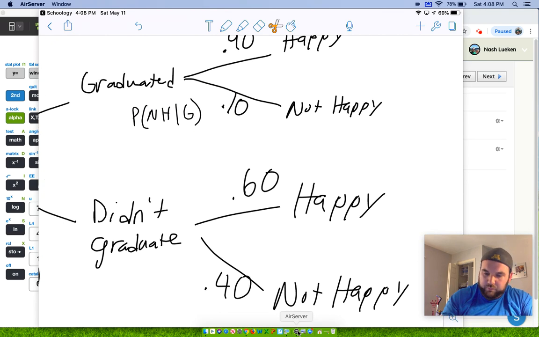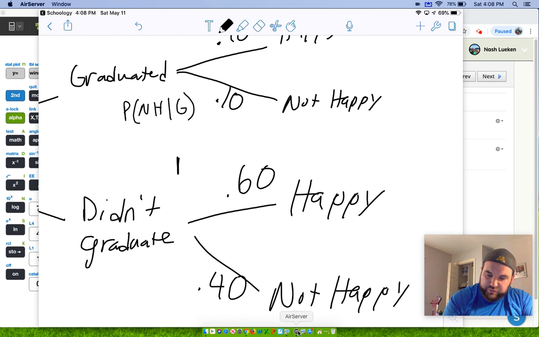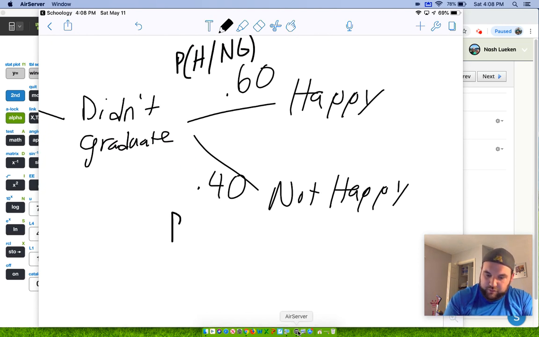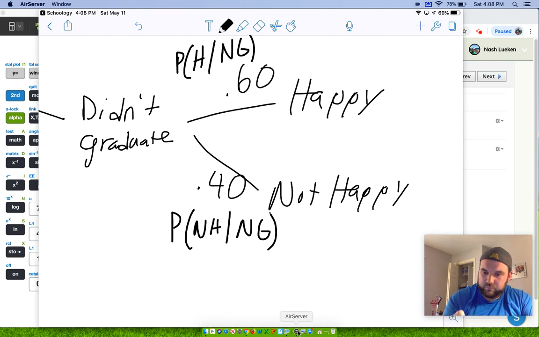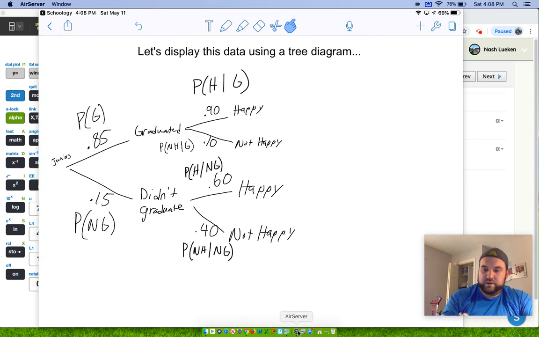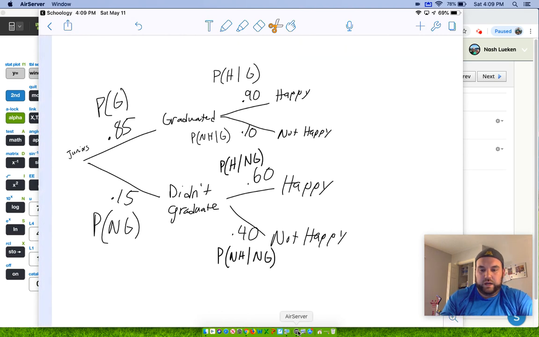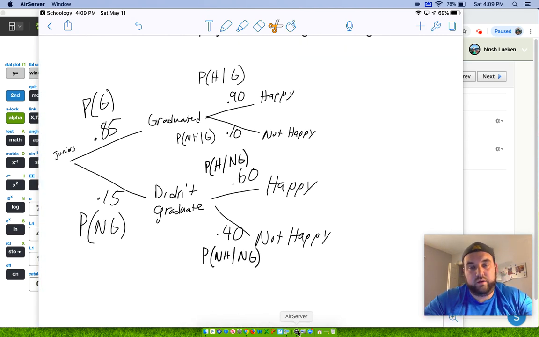Okay. The 0.6 then would be the probability that a student is happy given they did not graduate. And finally, this 0.40 is the probability that they are not happy given, or if I know that they did not graduate high school. Okay, so this second tier of branches actually tells us the conditional probabilities directly because it's after the first set of values.